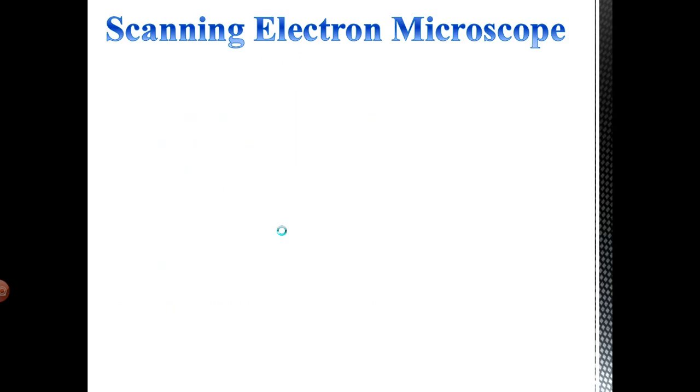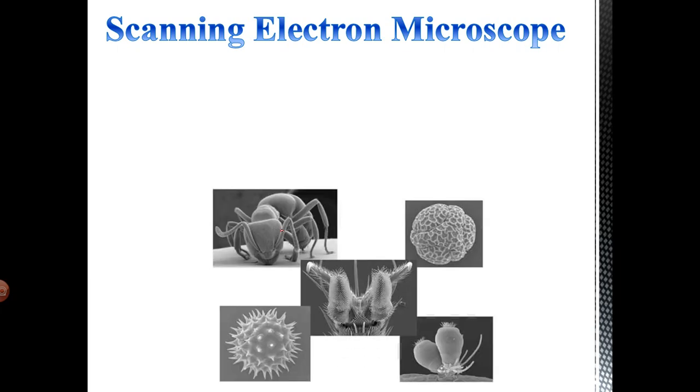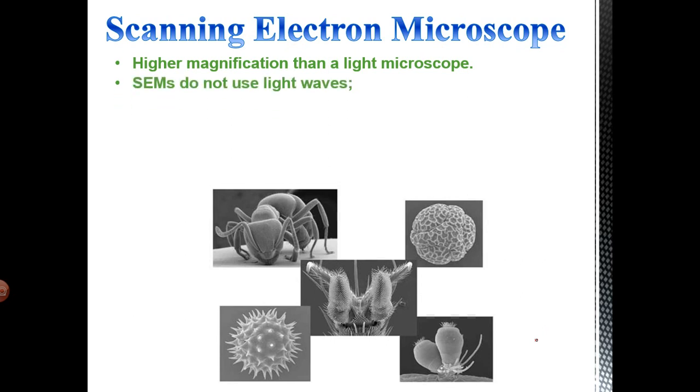Now let's move on to the other type of microscope, the electron microscopes. The first one is the scanning electron microscope. When you scan something, you're just looking at the surface of it. So you can see some photographs of scanning electron microscope images of a variety of things, an insect, a pollen grain, and some other things.